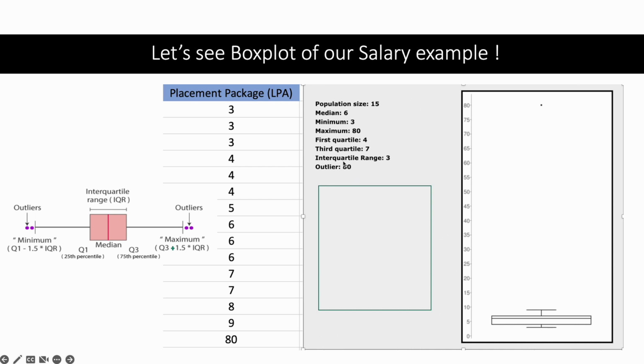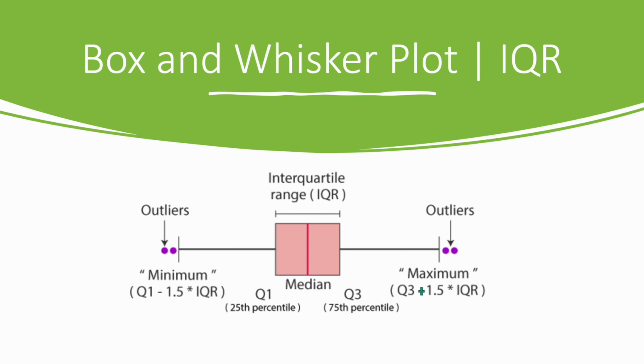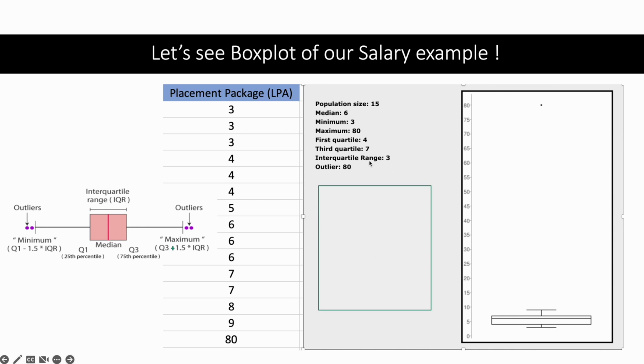What is the outlier? Now, how to figure this out? As I mentioned just before, Q3 plus 1.5 IQR. Anything beyond that should be treated as an outlier. So if you see over here, what is my interquartile range? 3. What will be 1.5 times 3? 4.5. What is my third quartile? 7. So 7 plus 4.5, that is 11.5. If there is a data point in this series which is more than 11.5 lakh per annum, it should be treated as an outlier.